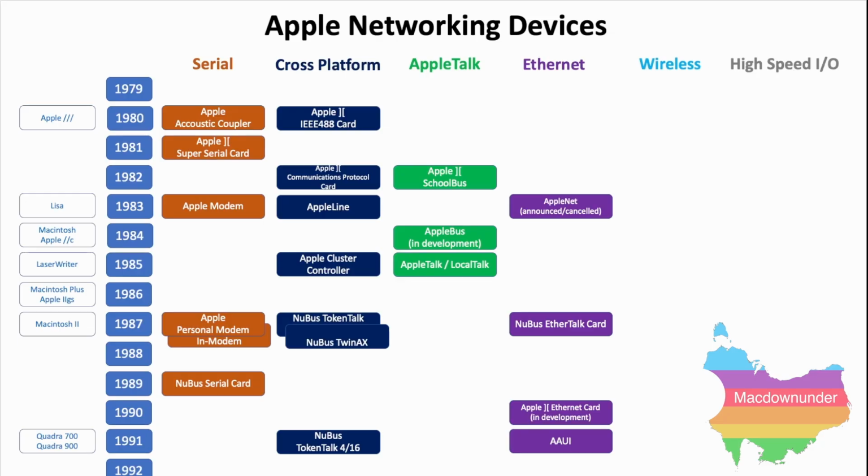In 1991, we see the launch of the Quadra 700 and the Quadra 900. And this is important because those two devices signaled Apple's move to their own AAUI standard for Ethernet connection. That same year, Apple also launched the NuBus TokenTalk 416 card, the upgraded version of Token Ring, showing that they were still interested in talking cross-platform and in as many network environments as possible.